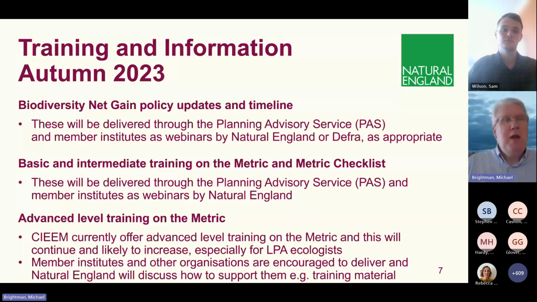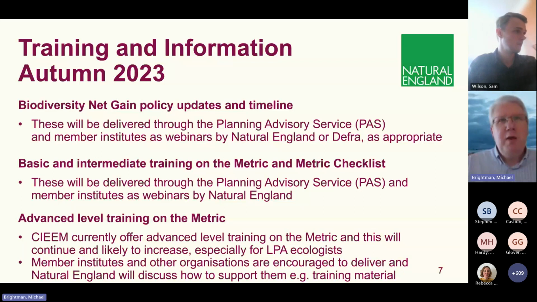In terms of training for now and going forwards, we will deliver biodiversity net gain policy updates and the timeline through the Planning Advisory Service, PAS, as well as member institutes such as the Landscape Institute, RTPI, and RIBA, the Royal Institute of British Architects. We'll also look to use our own channels and webinars alongside DEFRA.